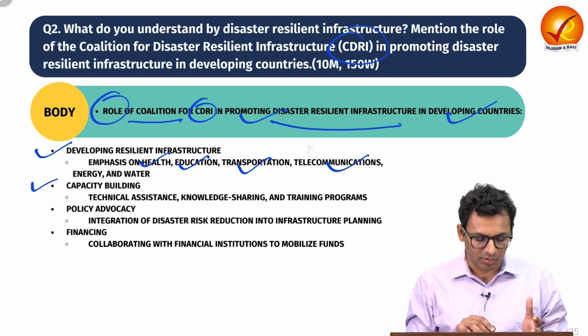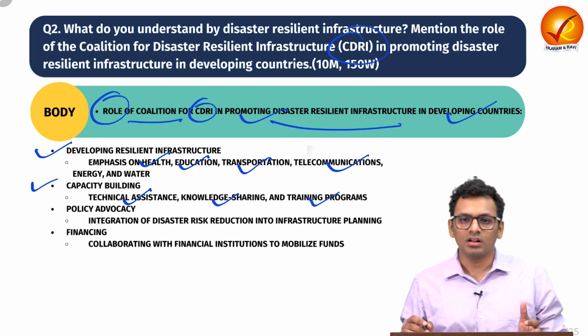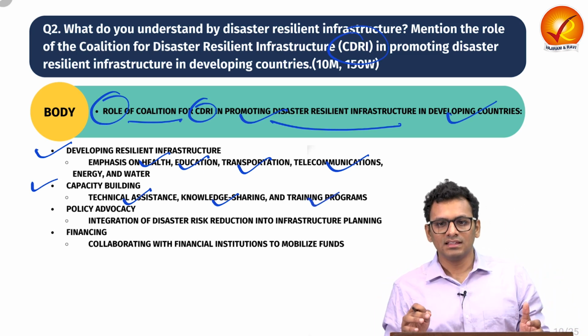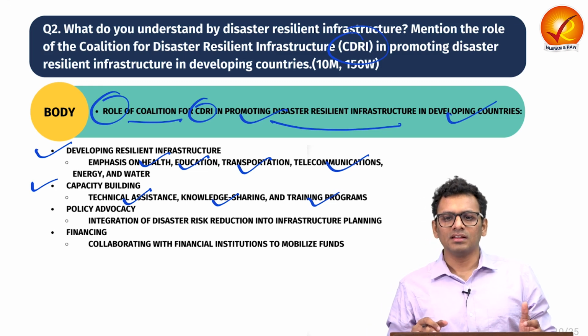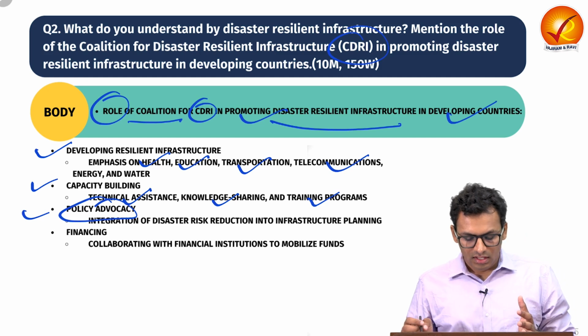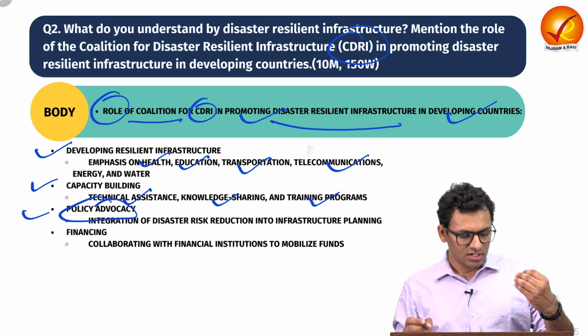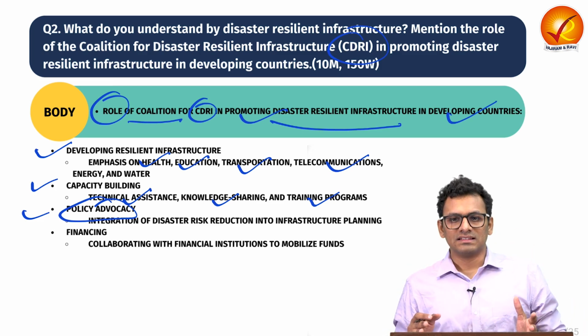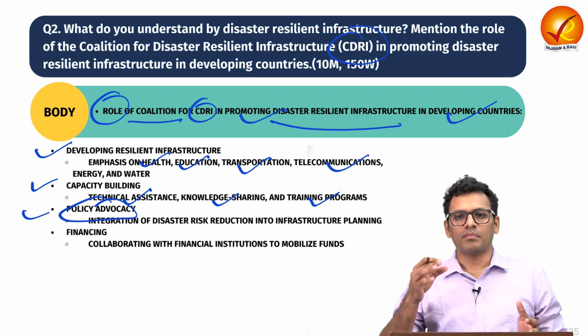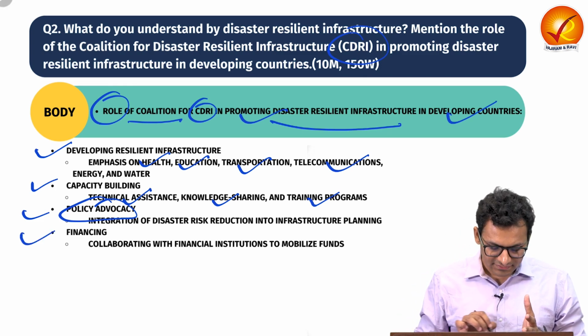The second is capacity building. Over here we are talking about technical assistance, knowledge sharing, training programs to ensure local communities are ready and they are independent in long term. Then we're talking about policy advocacy. Over here we're talking about creation of certain rules, legislations to ensure the disaster resilient infrastructure are part of the legal aspect as well. Fourth is financing.